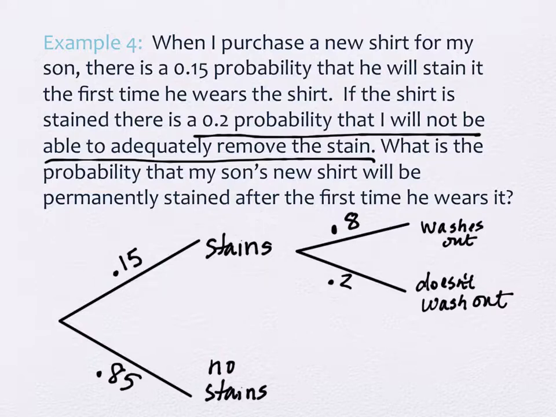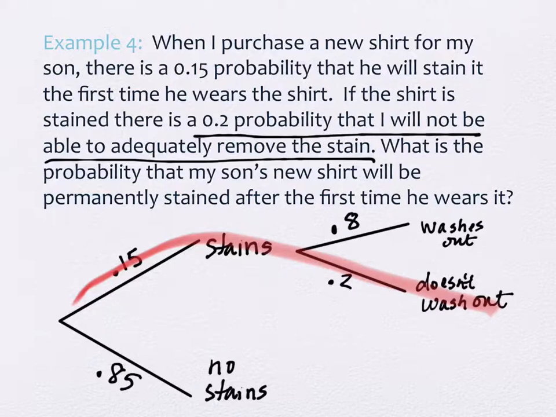Now the question. The question says, what is the probability my son's new shirt will be permanently stained after the first time that he wears it? So, where is that on this diagram? It's the 0.15 followed by the 0.2. He definitely stains it, so we're along the first branch, and then it doesn't wash out, so we're along the second branch of the second set of branches.